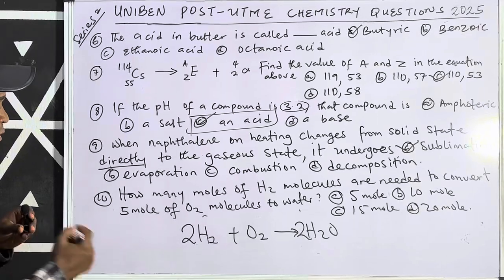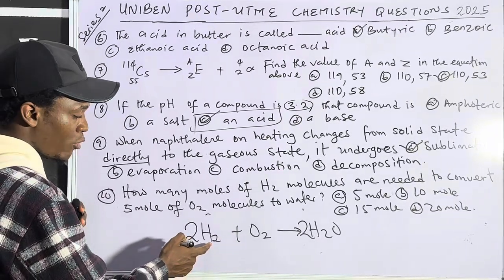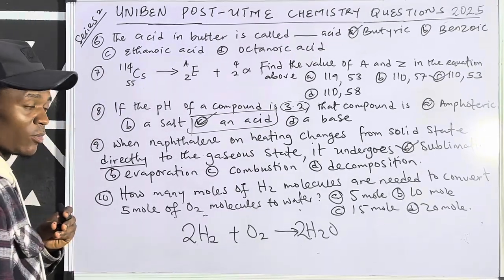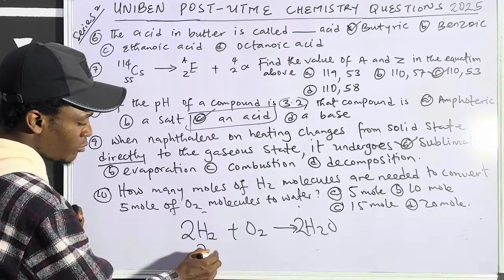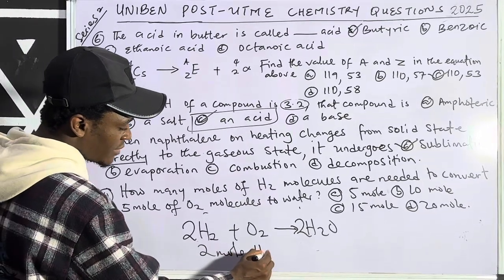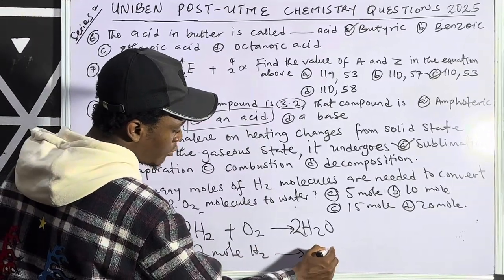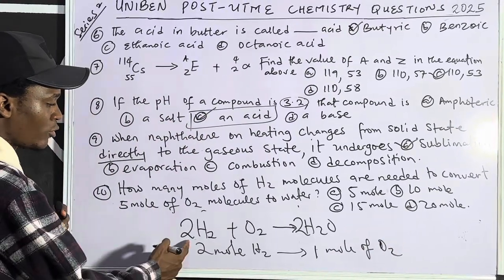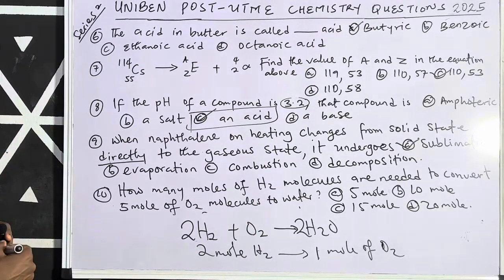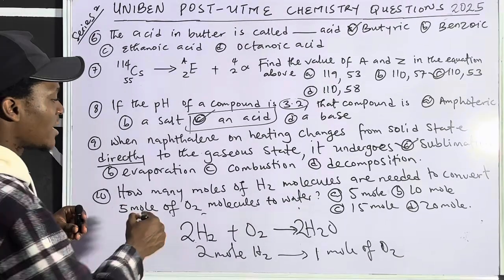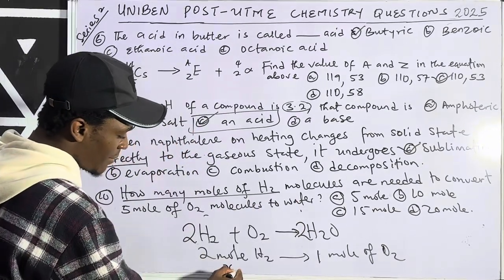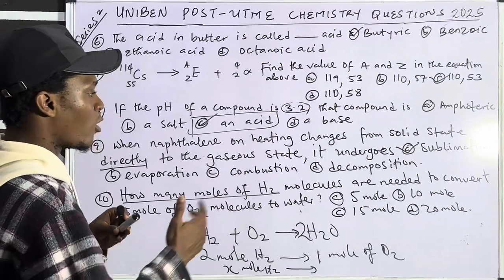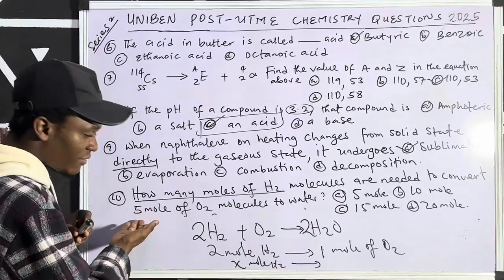So everything is balanced. So how many moles of hydrogen are required to react with how many moles of oxygen in order to get water by standard? It is 2 moles of hydrogen requires 1 mole of oxygen. So if 2 moles require 1 mole of oxygen to form water on standard, then they are now asking us how many moles of hydrogen, meaning unknown, would be required to convert 5 moles of oxygen.